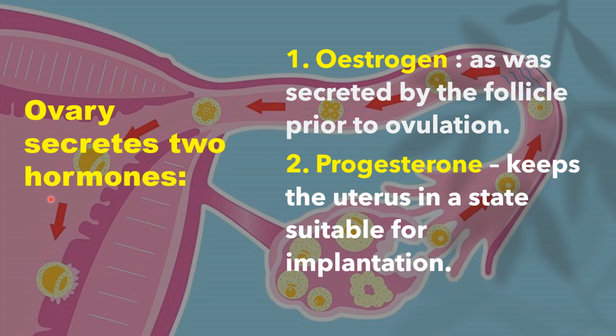The ovary secretes two hormones, estrogen and progesterone. Estrogen is secreted by the follicle prior to ovulation. Then progesterone is secreted from the corpus luteum. After ovulation, the remnant of the follicular cells converts into the corpus luteum, or yellow mass. This progesterone keeps the uterus in a state suitable for implantation.